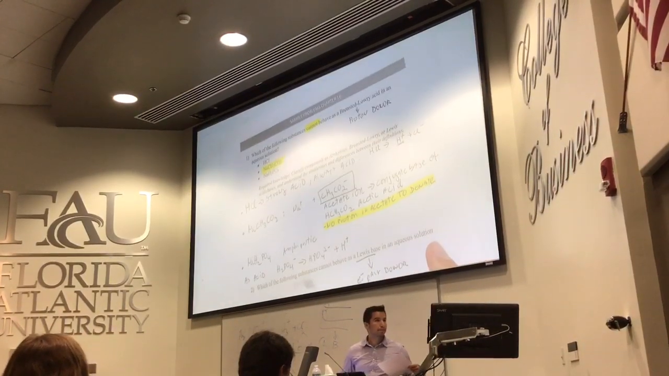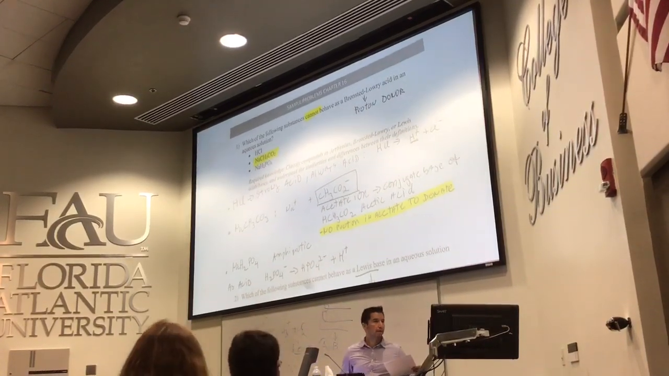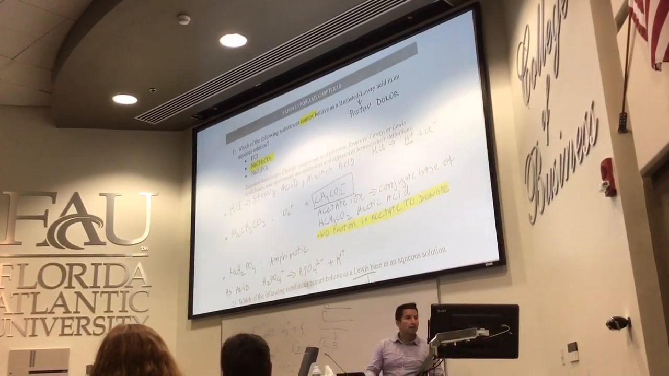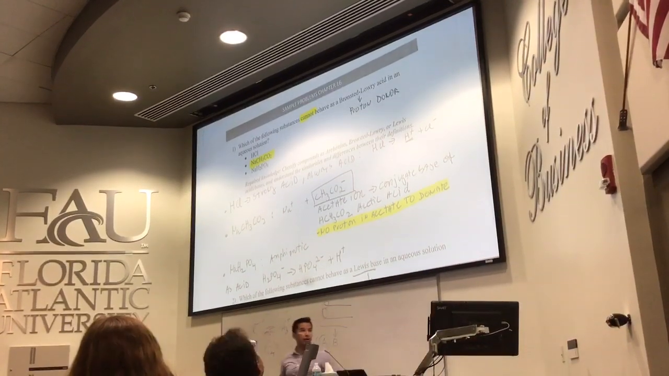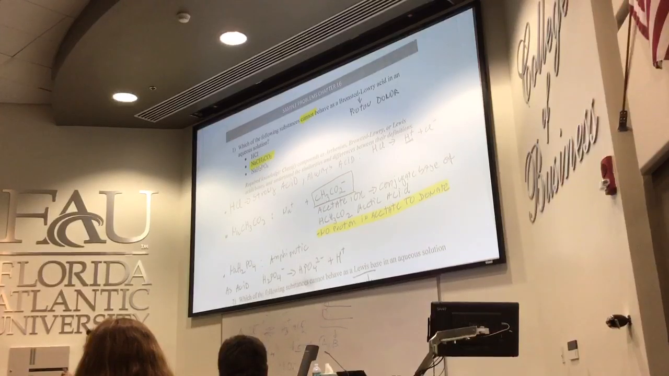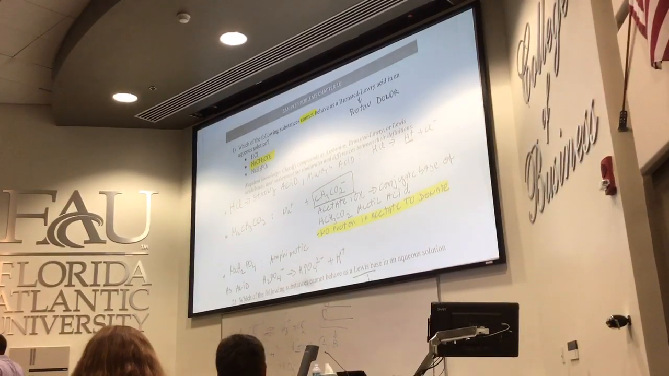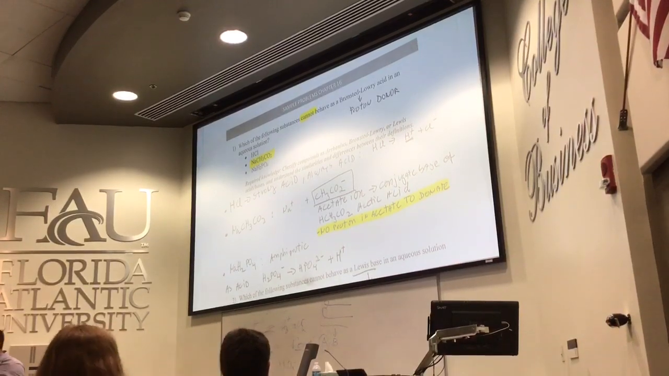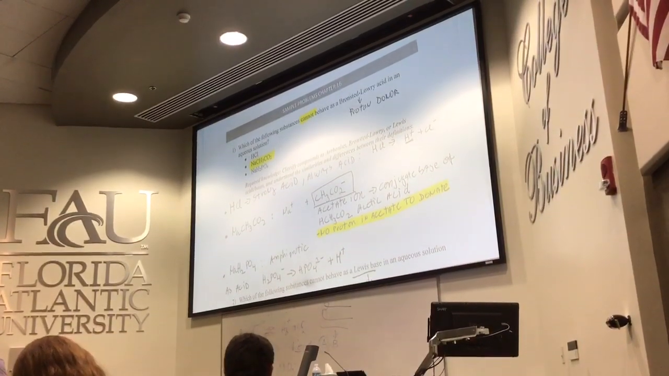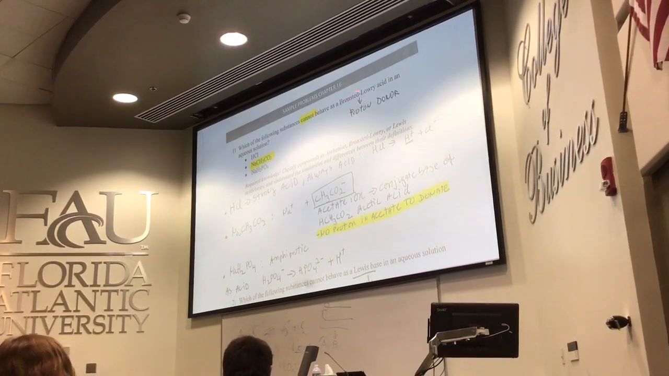Let's do this one. So chapter 16, fair question. The question is, which one cannot behave as a Brønsted-Lowry acid? The first thing you must do is define what a Brønsted-Lowry acid actually is. What is a Brønsted-Lowry acid? It's a proton donor. So you make sure you define that it's a proton donor.